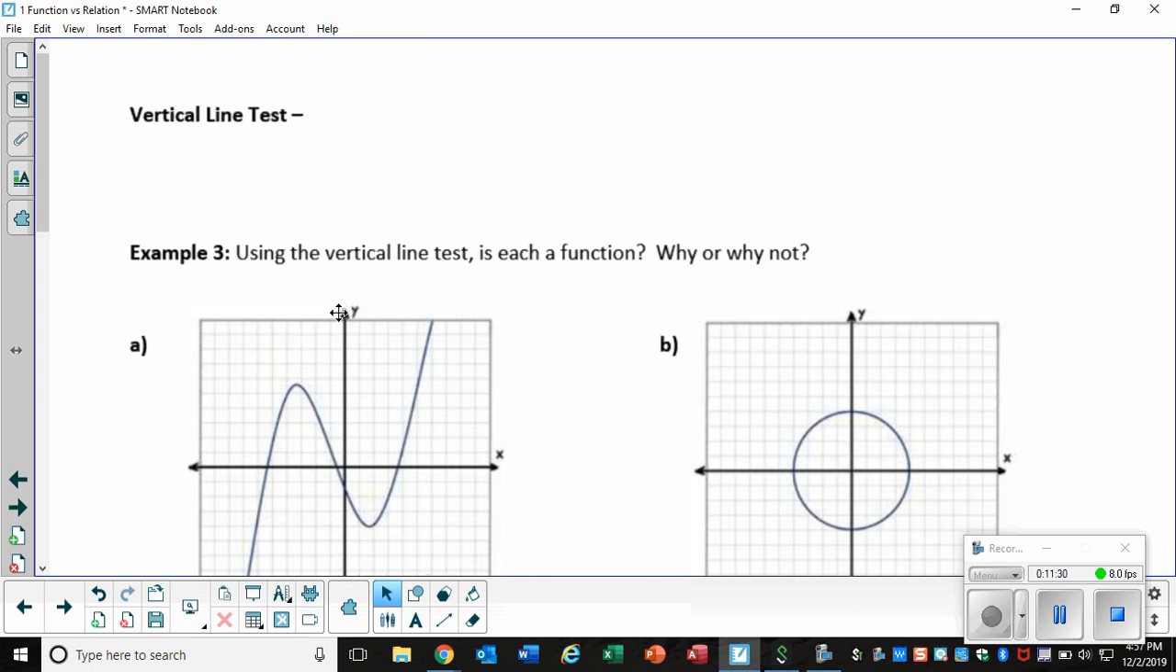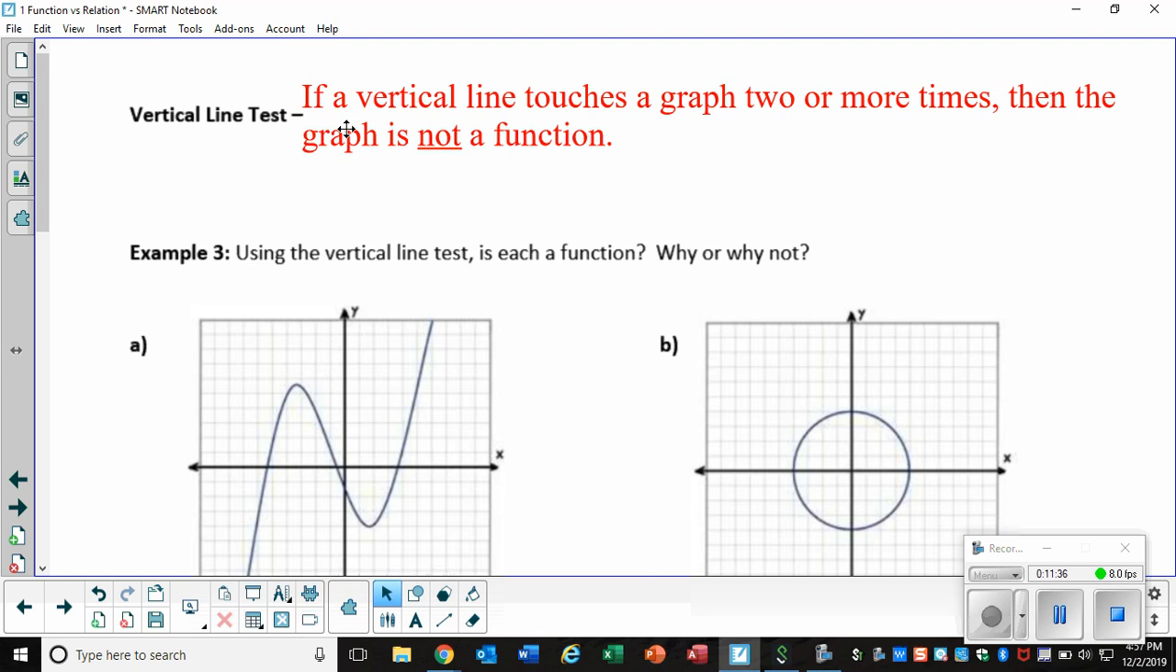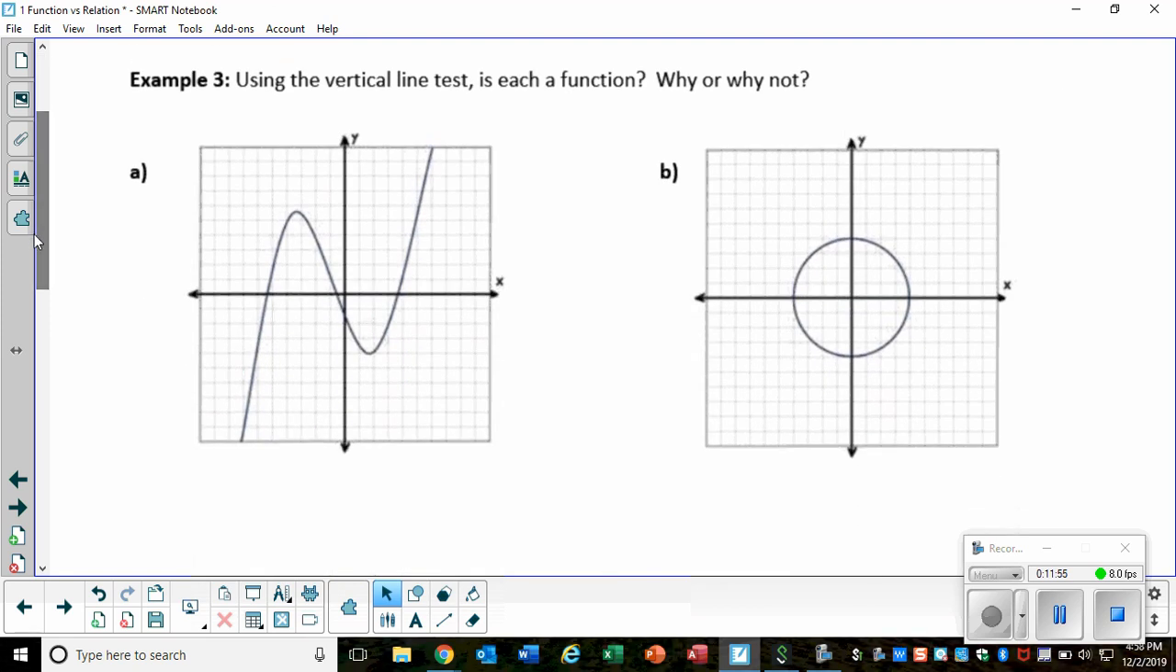Alright, the last thing is telling if it's a function or not based off of a graph. And to do that, we use the vertical line test. The vertical line test says if a vertical line touches a graph in two or more places, then the graph is not a function. Okay? So for it to be a function, we draw a vertical line through it and it only crosses it once. So here's an example, or two, I'll show you.